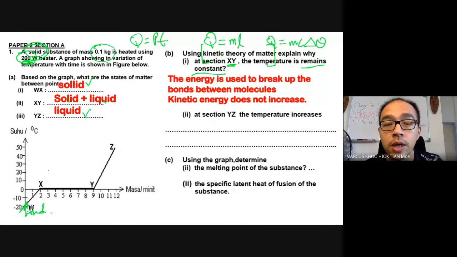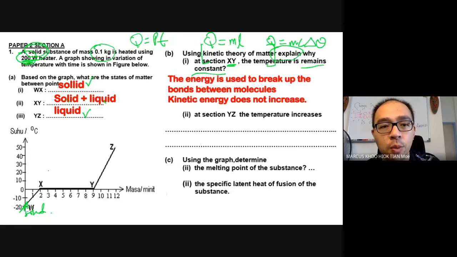Try as much as possible when you answer things like this, especially when you're trying to explain. This is a tutorial, so this is why we learn how to answer questions as we learn as well. When using the kinetic theory of matter, go all out with your explanation. Don't be stingy and say, just one sentence is enough. Not necessarily. Sometimes you need to use more words.